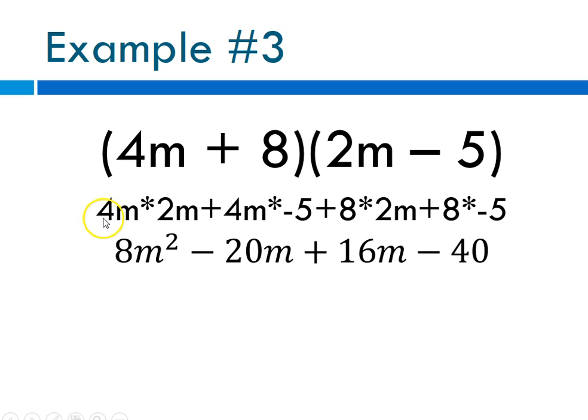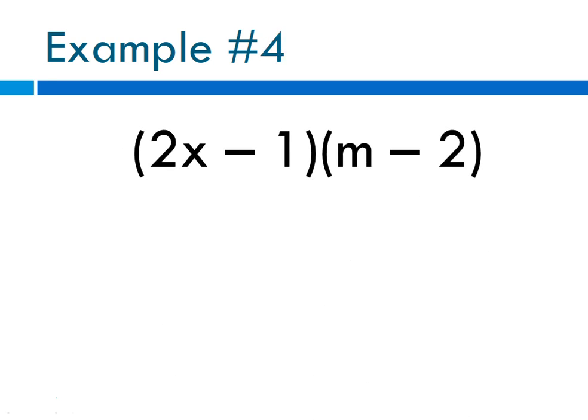When you do that, you're going to get 4m times 2m is 8m squared. Exponent rules there. 4m times negative 5 is negative 20 plus 8 times 2m, which is 16m. And then we're going to add 8 times negative 5 to get negative 40. So this is sometimes referred to as FOILing, but you have to make sure that you're multiplying and using your exponent rules. And combining your like terms, that's the last step. We have two of the same term with m, and we're going to combine our like terms.